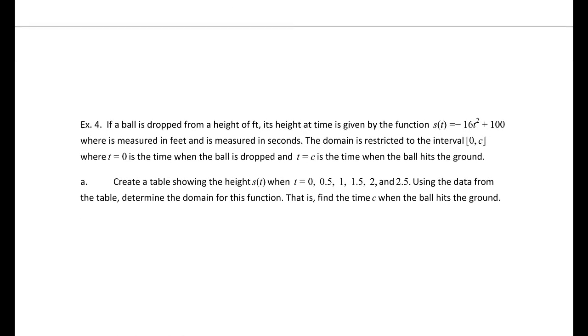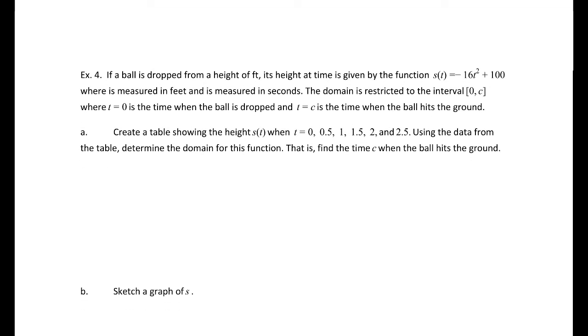Example 4. If a ball is dropped from a height of 100 feet, its height at time t is given by the function s of t equals -16t squared plus 100, where s of t is measured in feet, and t is measured in seconds.